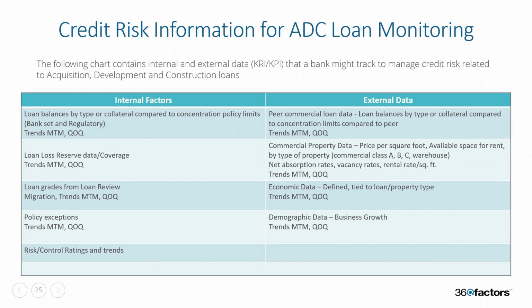We're obviously going to track key performance indicators. Are we actually increasing loans? How does that compare to our policy limits? What's the trend month to month or quarter to quarter? What's our loan loss reserve data? We want to make quality loans. We want to have an adequate reserve. We want to keep track of things like loan grades.